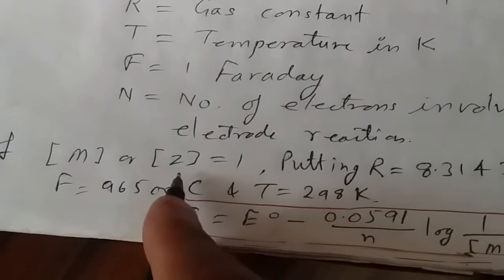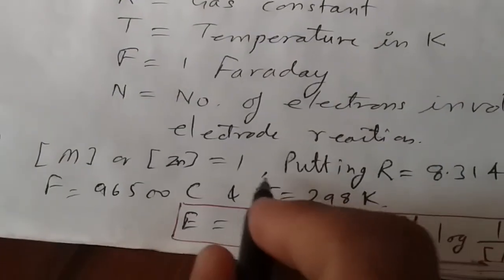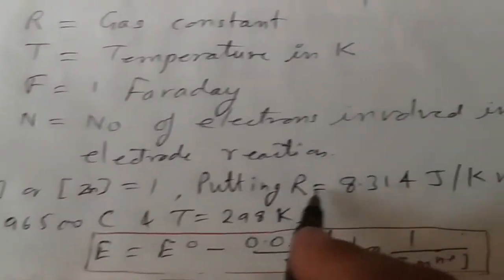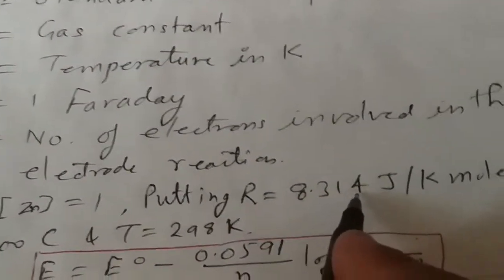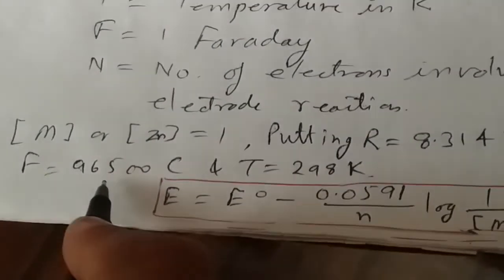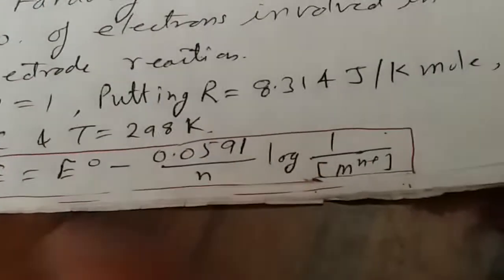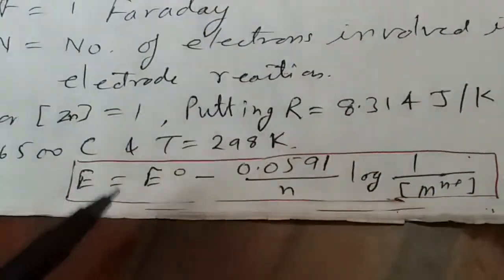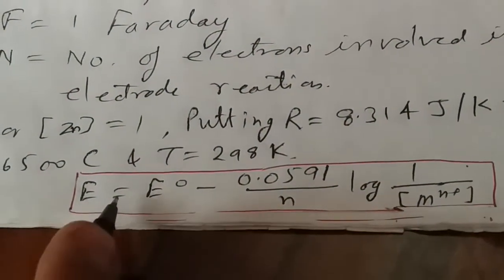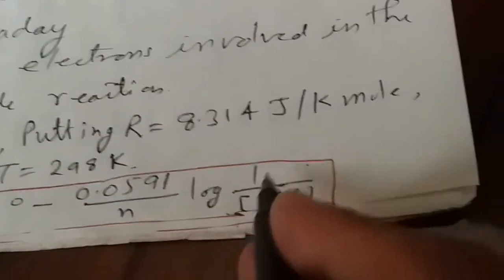If the concentration of the metal is equal to 1, putting the values R = 8.314 joule per K per mole, F = 96,500 coulomb, and T = 298 K, this formula changes to E = E° - 0.0591/n log 1/[M^n+].